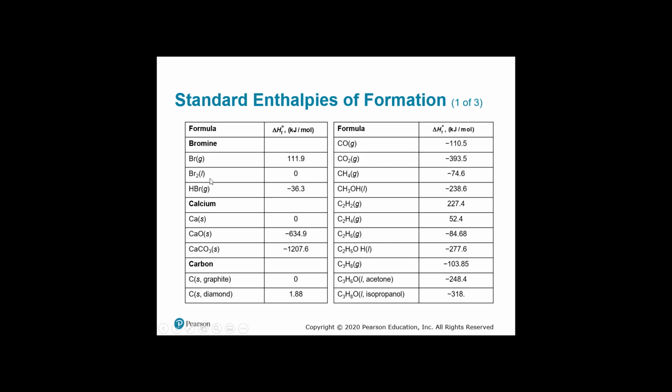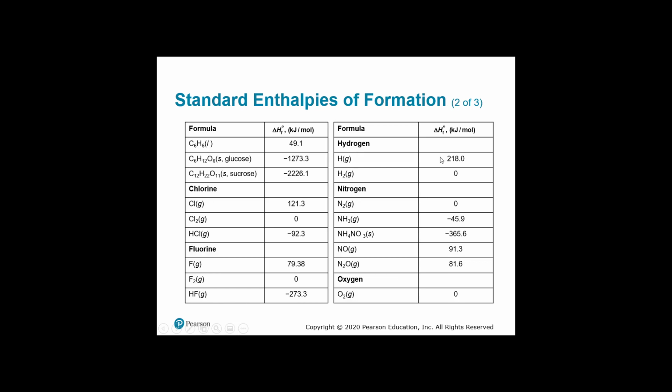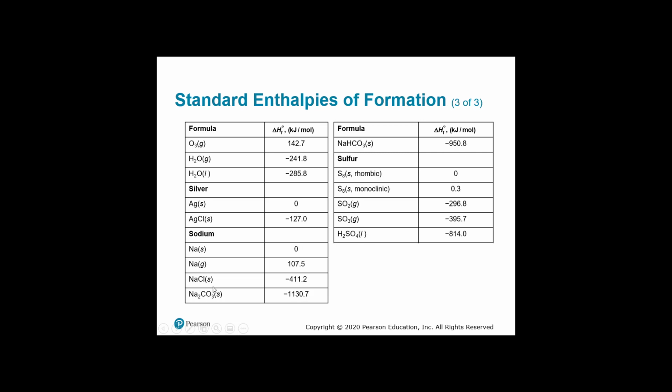Bromine is a liquid, but it's a diatomic, so it is 0. Calcium as a solid is 0. Elements, so calcium element as solid is 0. Carbon as graphite, that is its natural state, is 0. But diamond is not its natural state, so there's a value to it. There's more of a list here. So H2O gas 0, oxygen gas 0. So you can see these are hydrogen, nitrogen, chlorine gas 0. So again, in its natural state, it will be 0.